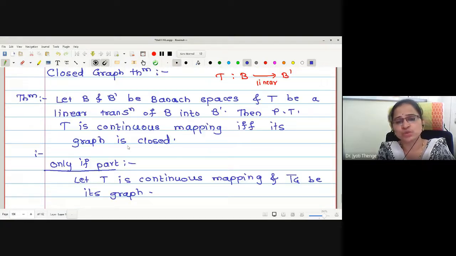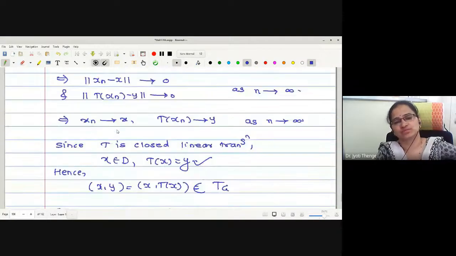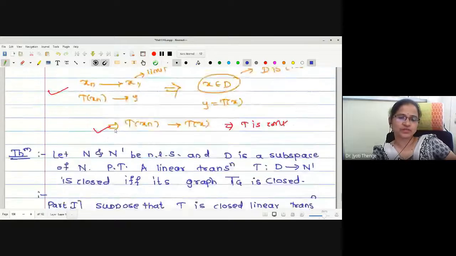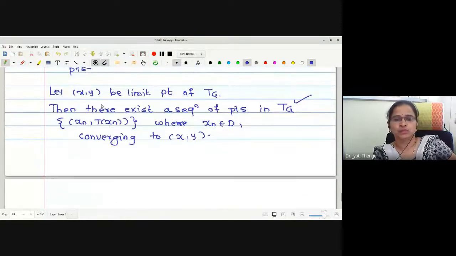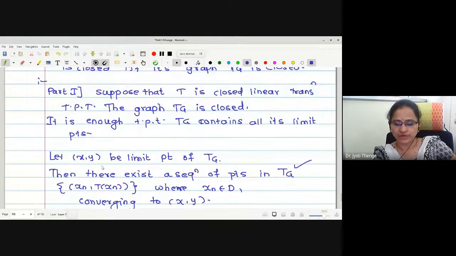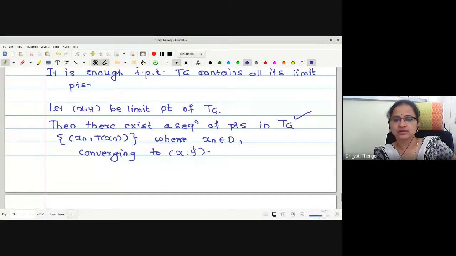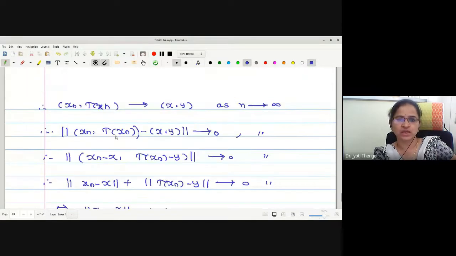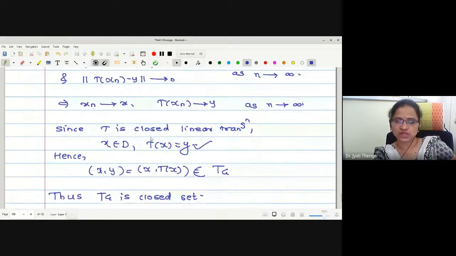And the proof is very similar to the first part of the proof. See, let us check what we have done in the first part. To show graph is closed, we have taken (x, y) as a limit point of TG, right? Then there exists a sequence (xn, Txn) converging to (x, y). Then we have reached up to this step. And lastly, we have used these closed linear transformation. Instead of this closed linear transformation, I wanted to use continuity now.